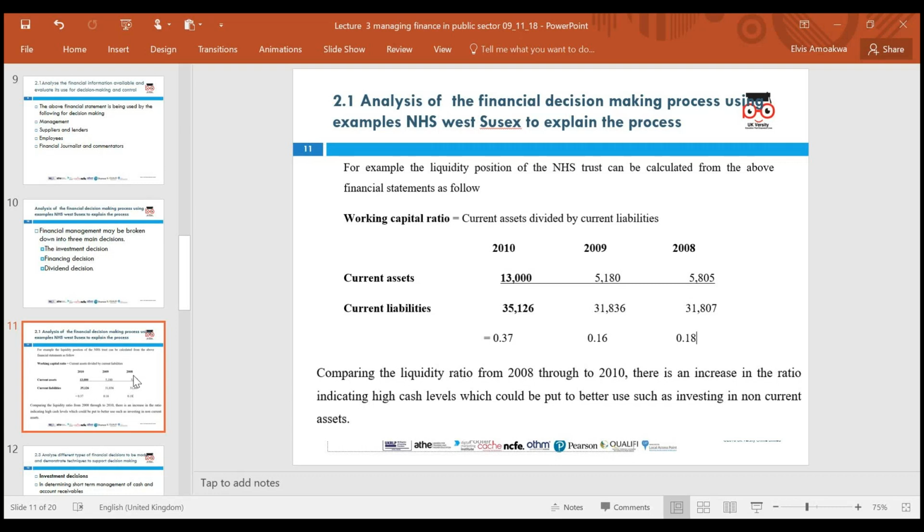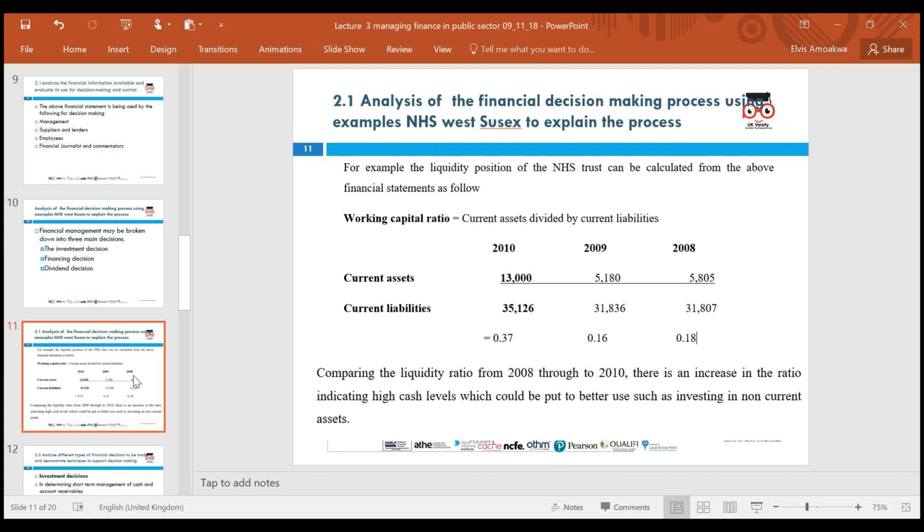by calculating one of the popular ratios, the working capital ratio or liquidity ratio, which is simply the current assets divided by the current liabilities. So I've done it for three years. And we've got 0.37 for 2010, 0.16 for 2009, and 0.18 for 2008. Just dividing the current assets by current liabilities.